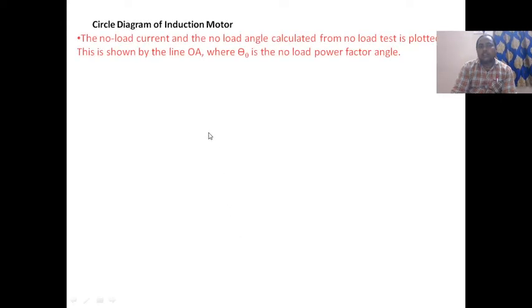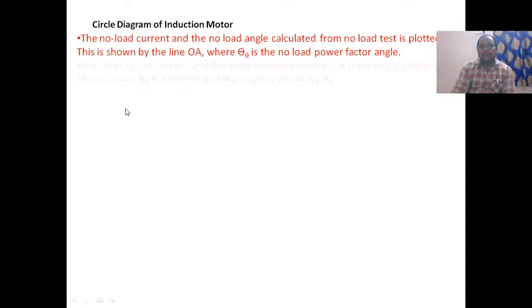Circle diagram. The next topic is the circle diagram of the induction motor. How can you draw the circle diagram? This is very important. In the circle diagram, the no load current and the no load angle are calculated from the no load test. Already we did the no load test. From the no load test, we take the values of no load current and no load angle, which are plotted. This is shown by the line OA, where theta naught is the no load power factor angle.